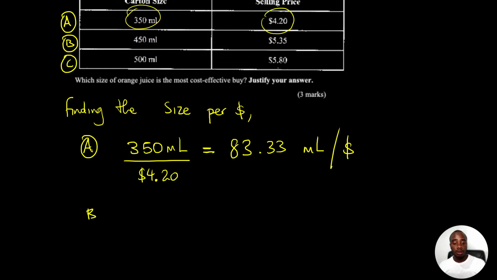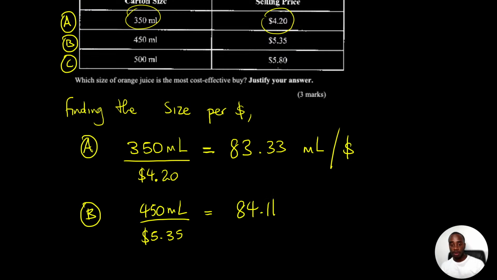For B, what we have? We're going to have 450 milliliters divided by $5.35. And when I work that out, let me get my calculator too. So 450 divided by $5.35, I get 84.11. And we round it off to 2 decimal places. That's safe enough based on the figures we are seeing.